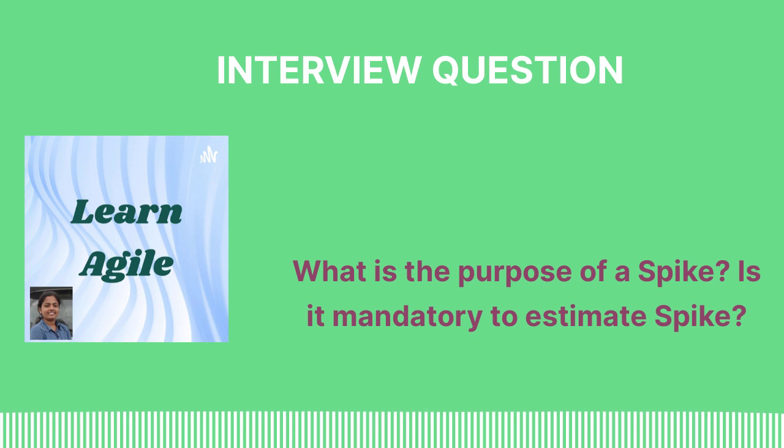Today's interview question is, what is the purpose of a spike and is it mandatory to estimate a spike? When we plan a spike, first of all we need to understand why we create a spike. A spike is created for situations where we don't have the clarity of work, but we need to start somewhere. At the same time, we are expecting certain decisions out of that spike and accordingly plan the implementation in the upcoming sprints.